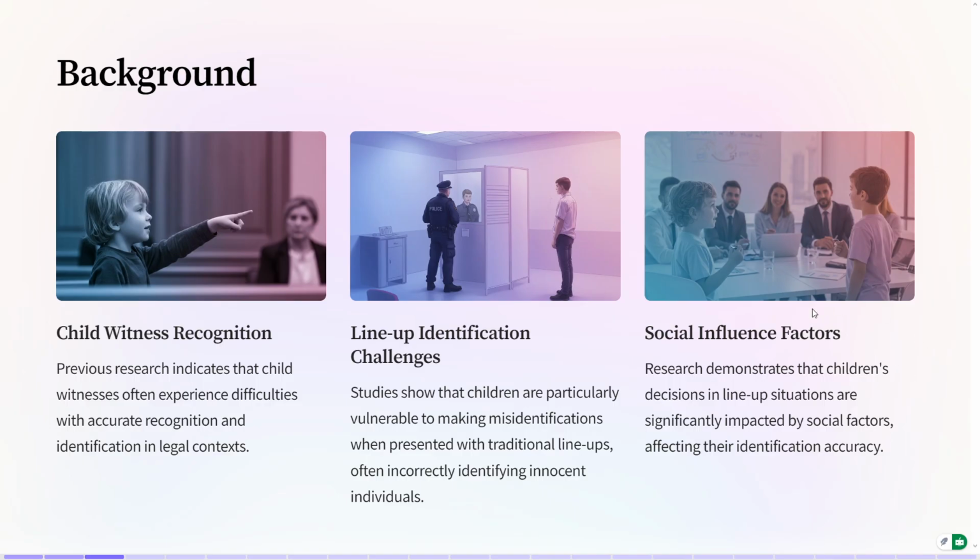Now, social influence factor. Research demonstrates that children's decisions in lineup situations are significantly impacted by social factors. So there could be social factors responsible for that. Maybe the need to just pick someone, not necessarily that they're certain about the person. They can be pointing at the person, saying yeah, this is the man, this is the man. They keep repeating the words whereas they're just pointing. It can be serious, right?